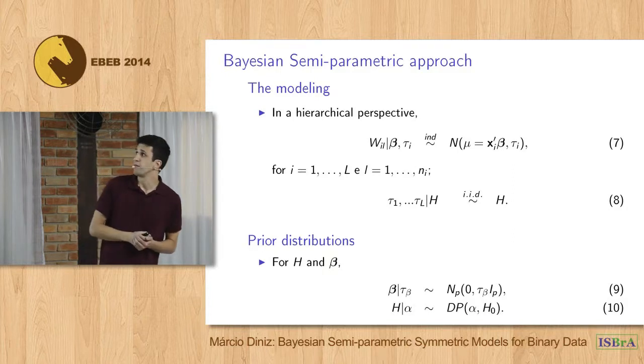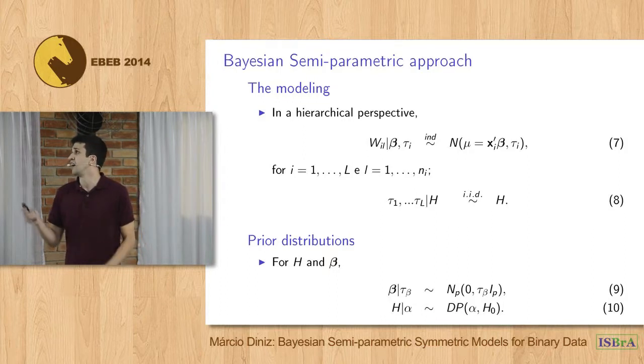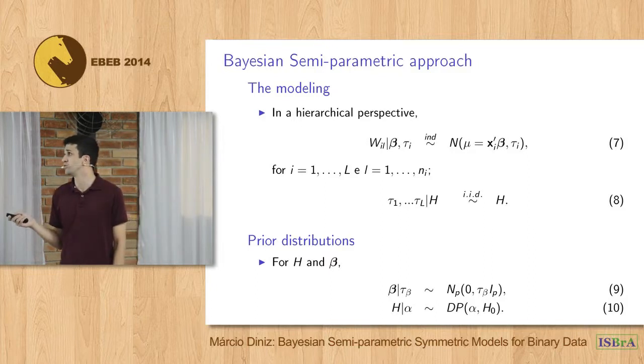The Bayesian semi-parametric approach is similar to that introduced by Albert and Chib. Each Bernoulli variable is treated as a discretization of a latent variable. The latent variable is normally distributed with mean x_i β and precision tau_i. Tau_1 to tau_n is a random sample from H. But the H distribution is random, and the beta distribution is random.